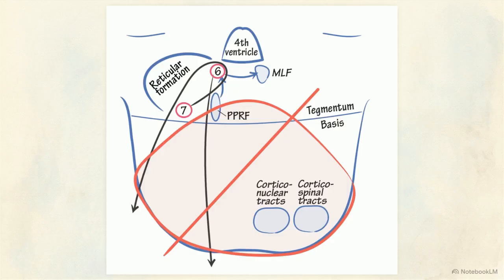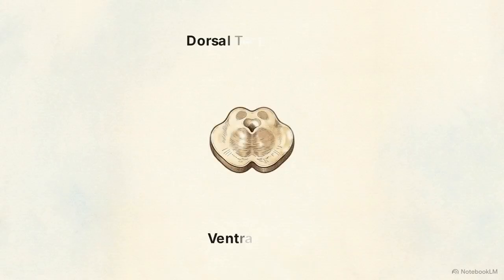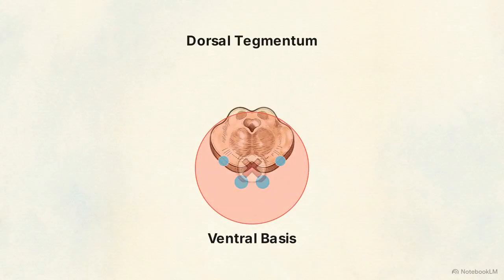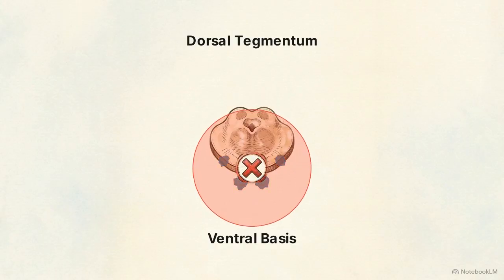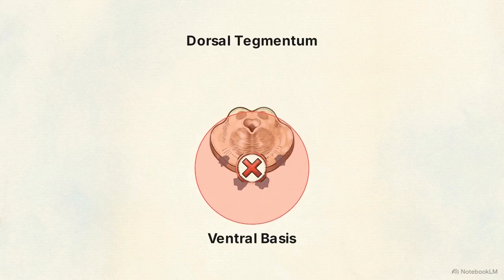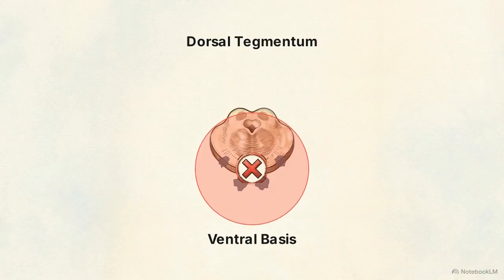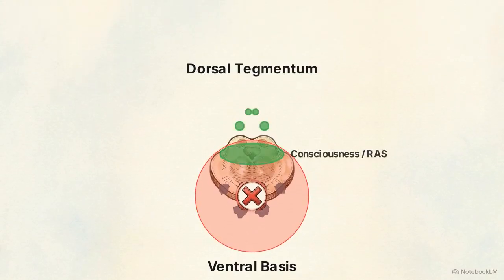This illustration shows a cross-section of the pons, dividing its anatomy into two distinct zones, the ventral basis at the front and the dorsal tegmentum at the back. Locked-in syndrome is the direct mechanical result of a destructive lesion localized exclusively in the ventral part of the pons, marked here by the red circle and cross. This specific ventral destruction completely severs both the corticospinal and corticonuclear tracts. The physical cables carrying motor commands are cut, resulting in instant total paralysis of the body and face.